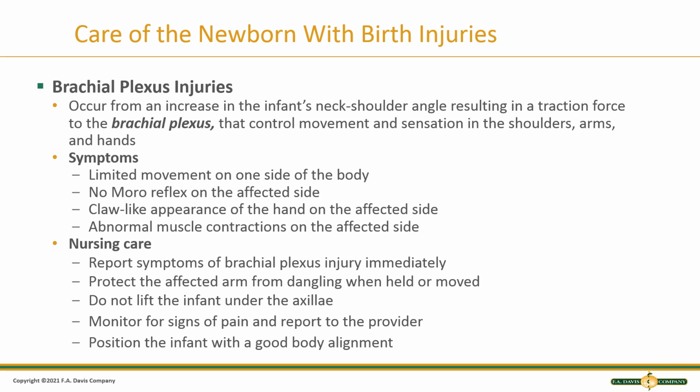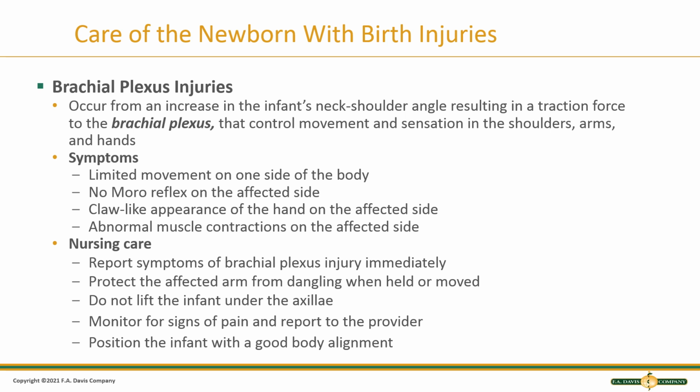Brachial plexus injuries are newborn birth injuries. It occurs when there is an increase in the infant's neck or shoulder angle, resulting in a traction force to the brachial plexus that controls the movement and the sensation of the shoulders, the arms, and the hands. Now remember the positioning of the fetus. Sometimes if it's not completely flexed or positioned like it should be, maybe they've got one shoulder out and can't get the other shoulder out, so it can cause brachial plexus injury.